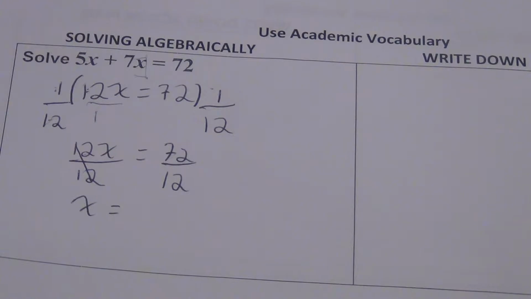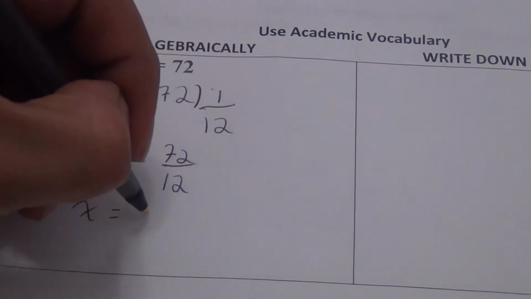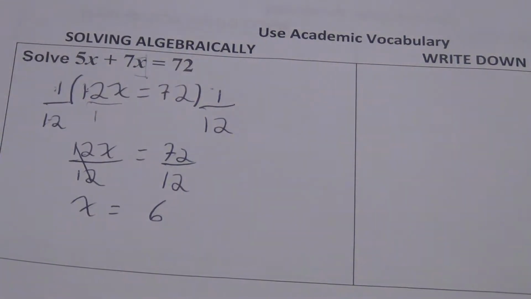Anyways, I don't know what 72 divided by 12 is, so 6. Oh, okay. We got that, right? Cool then.